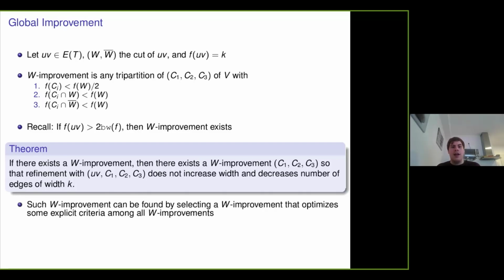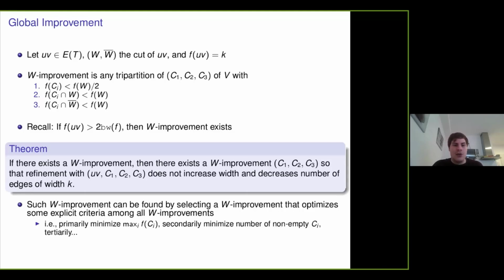And then this kind of W improvement can be found by selecting the W improvement that optimizes some explicit criteria among all W improvements. I don't have time to explain what this criteria is, but primarily we minimize the maximum of f of C_i, and secondarily minimize the number of non-empty C_i, and then there are also third and fourth conditions for selecting this W improvement. But the main message here is that this optimization can be done by dynamic programming over this branch decomposition.